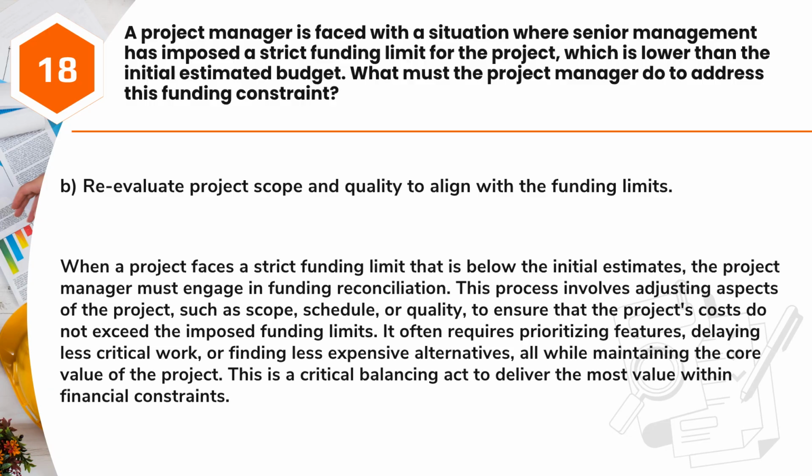When a project faces a strict funding limit that is below the initial estimates, the project manager must engage in funding reconciliation. This process involves adjusting aspects of the project, such as scope, schedule, or quality, to ensure that the project's costs do not exceed the imposed funding limits. It often requires prioritizing features, delaying less critical work, or finding less expensive alternatives, all while maintaining the core value of the project. This is a critical balancing act to deliver the most value within financial constraints.